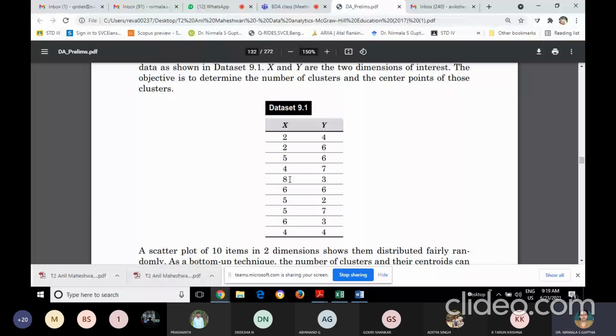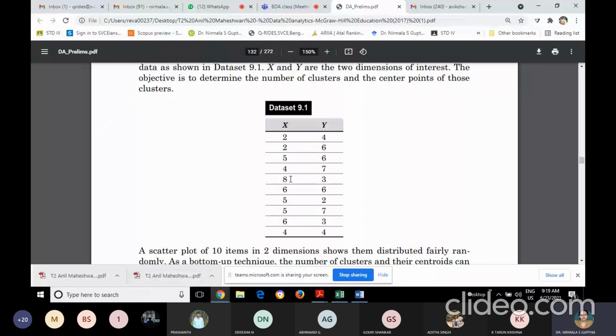Simple exercise we are trying to do. For today's class, we are visually identifying the cluster from the given data, which is being shown in the data set figure 9.1, which is there on the screen. Here there are two variables, or two dimensions of interest. One is X, another one is Y.